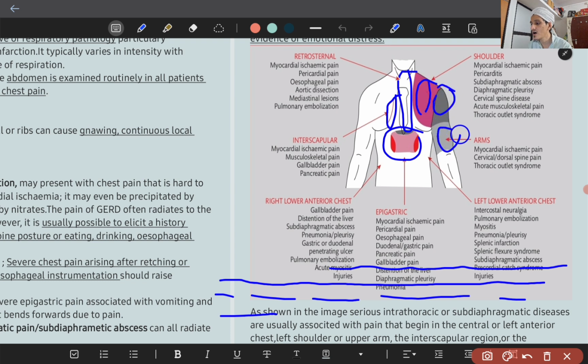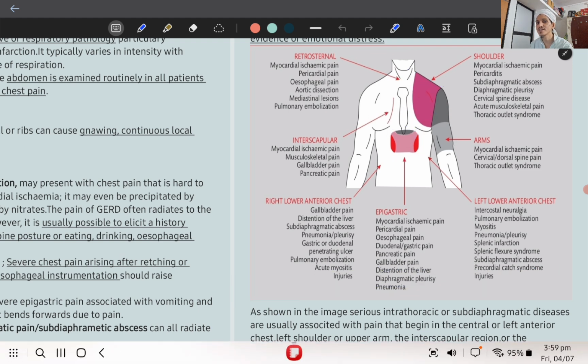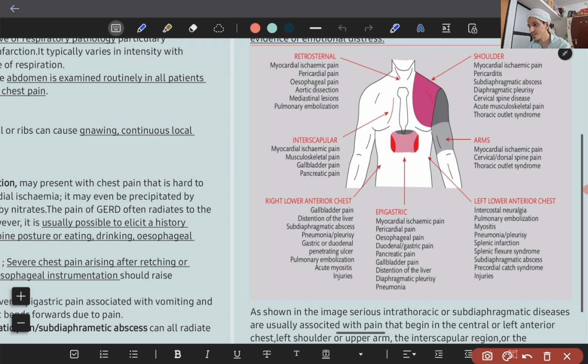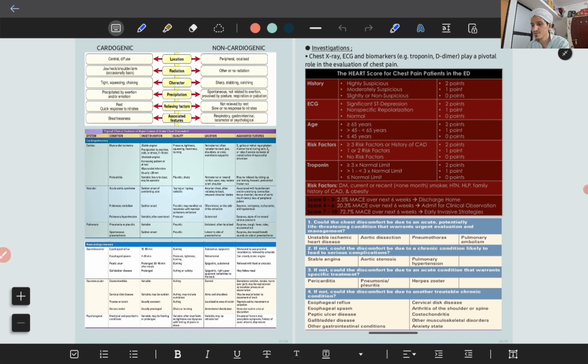So these all signify some serious intrathoracic or abdominal cause of chest pain. Whenever you see a patient describing chest pain at this side, think of some serious intrathoracic or abdominal cause of chest pain. Moving forward, this is the summary of our chest pain topic.